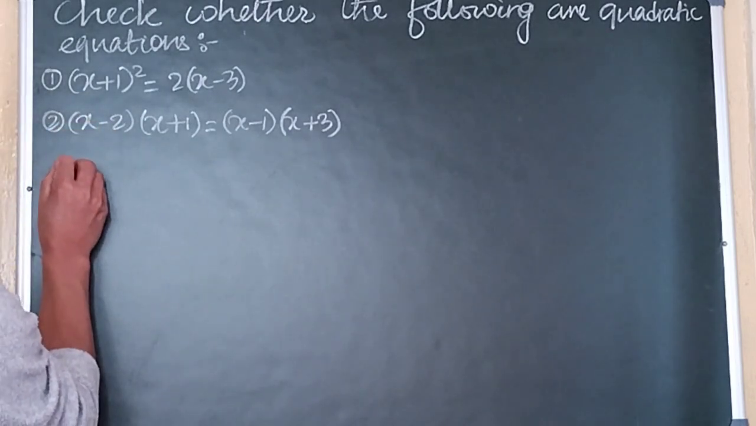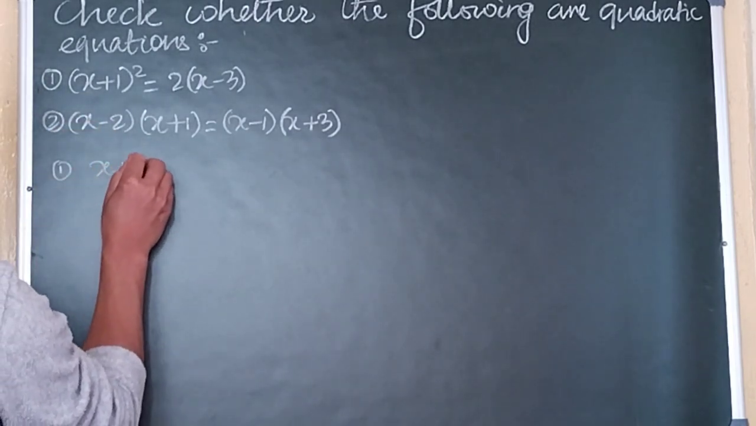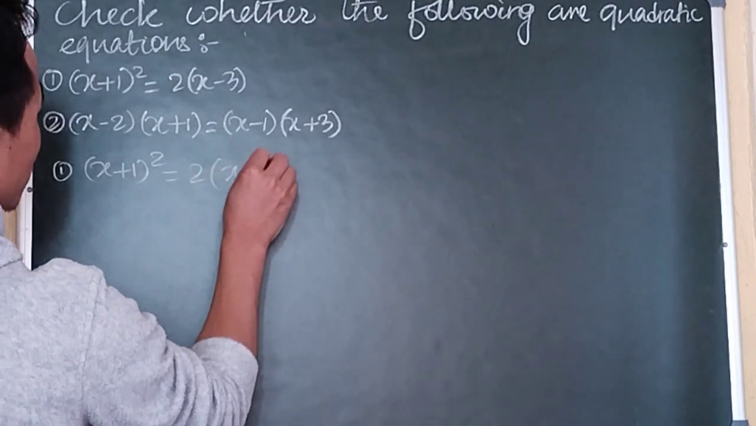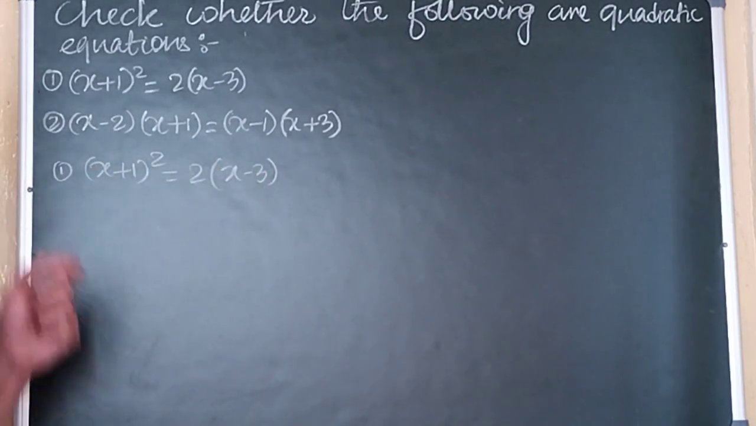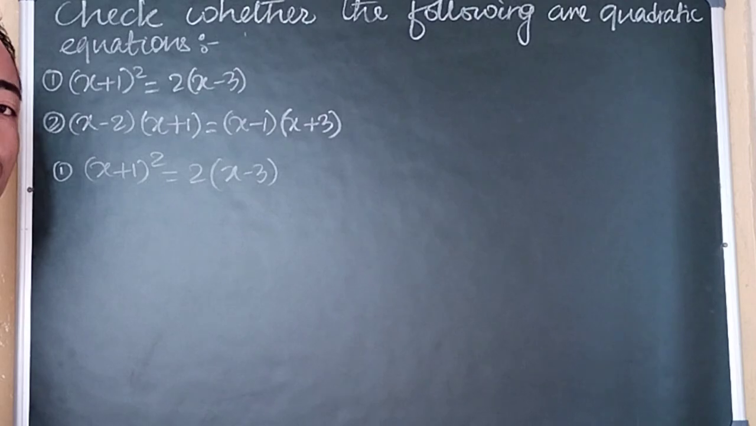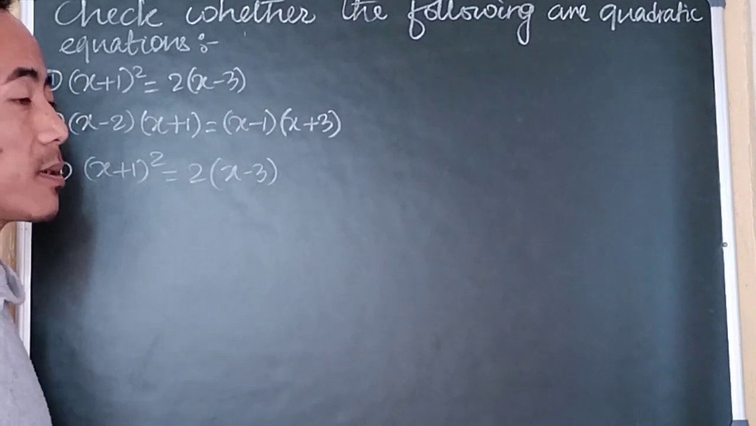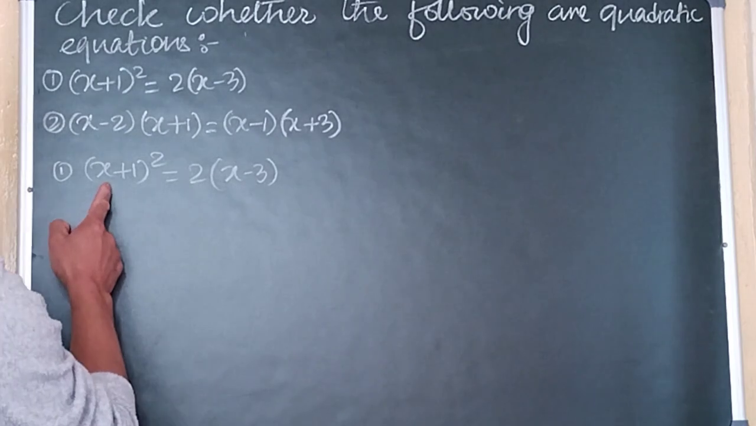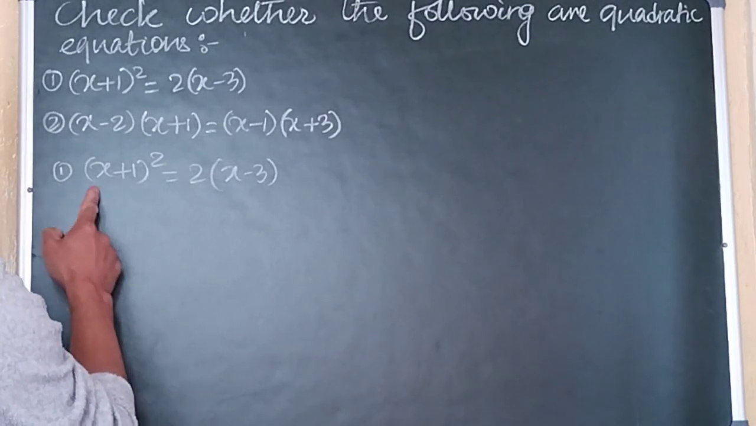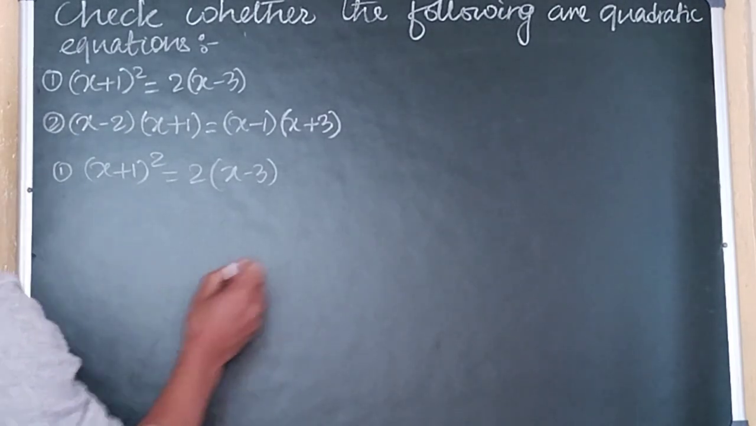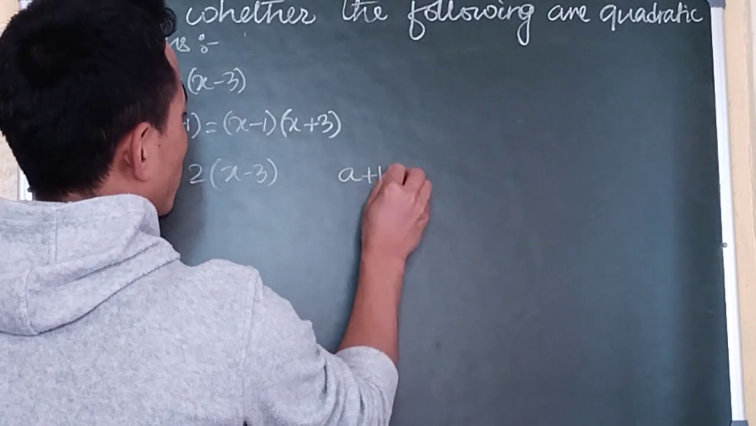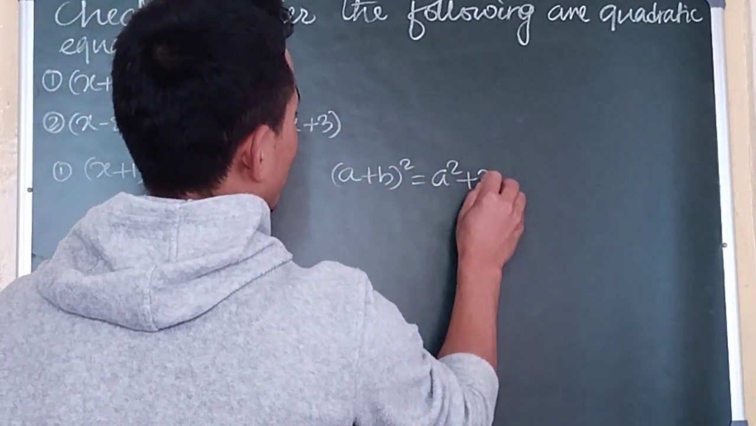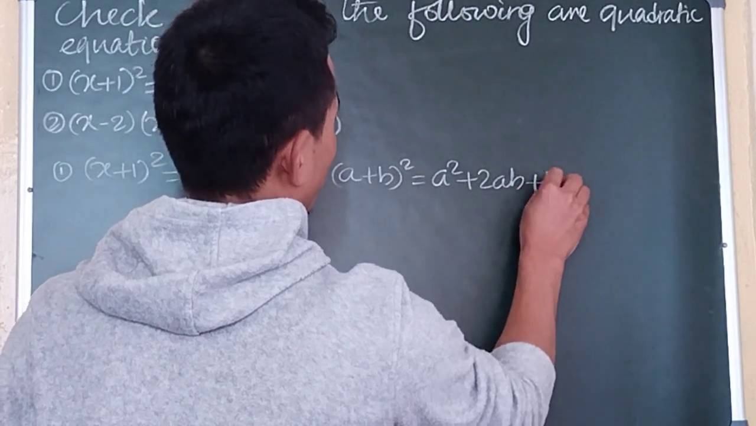So here in question number 1, we have x plus 1 whole square equals 2x minus 3. So let's expand and rearrange this equation and see whether it represents a quadratic equation or not. For that, this term on the left hand side is in the form of a plus b whole square. So what is the formula for a plus b whole square? We will use that. It is a square plus 2ab plus b square.